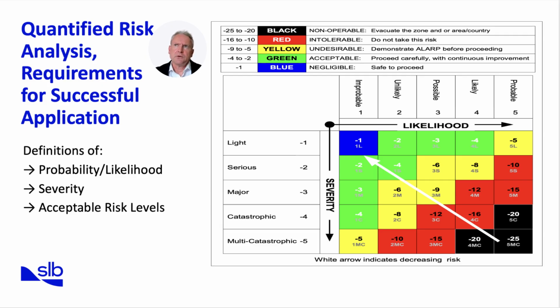A white arrow on the chart highlights how risk decreases as likelihood and severity are controlled. The matrix provides a clear visual tool for making decisions. It defines where operations can proceed, where mitigation must be strengthened, and where activities must stop. By standardizing how probability and severity are defined, risk matrices improve consistency across teams. Next, we will explore risk registers, which serve as databases for capturing and managing this information across multiple projects.